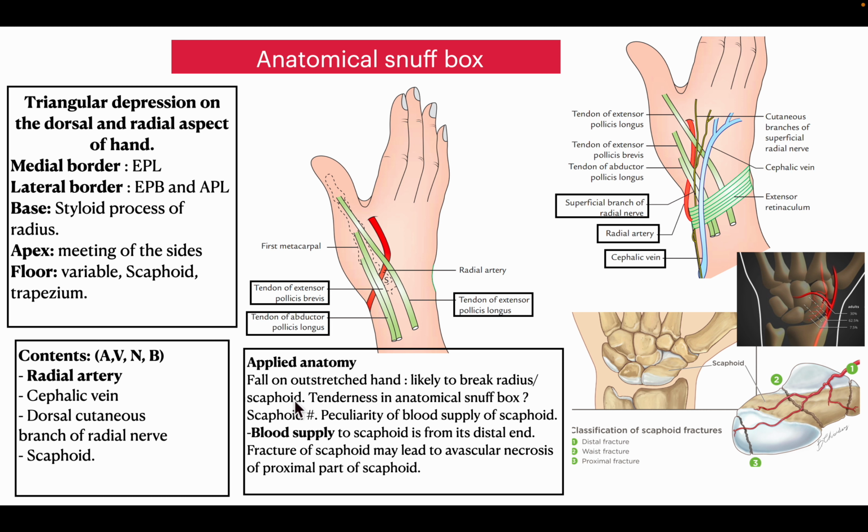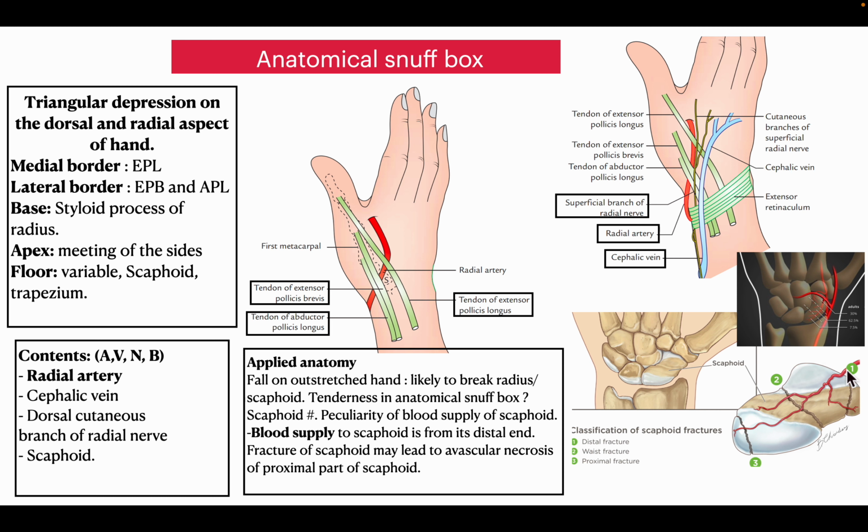So whenever there is tenderness seen in the anatomical snuff box, it can be due to a fracture of the scaphoid bone or of the radius bone also. So we have to know the blood supply of the scaphoid bone. Can you see here? The blood supply of the scaphoid bone is by a branch of the radial artery.